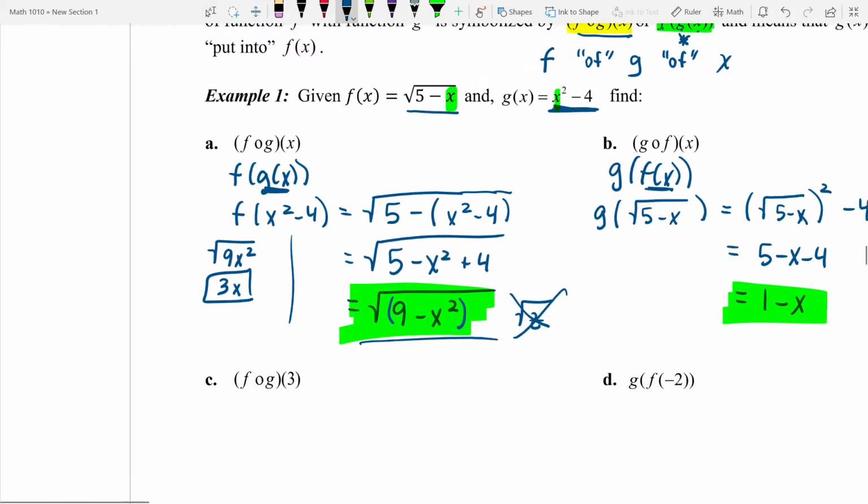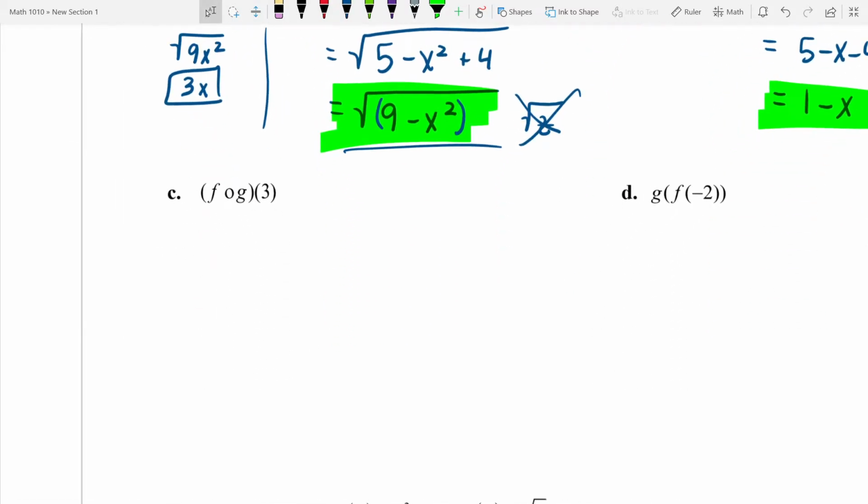Okay, here's question C. Sorry, I need to grab one. Tell me what page we're on, would you please? Which one? 70, thanks. Once I scroll, I can't see the equations anymore.